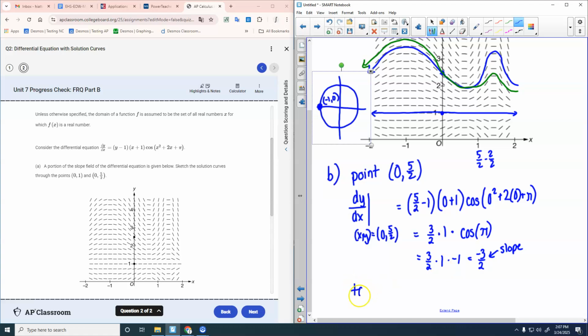And so my tangent line is going to be y equals -3 halves times x minus 0 plus 5 halves. Of course, that minus 0 is not necessary, but you can put it there if you want. I just go with the formula, even if it's not the most simple.